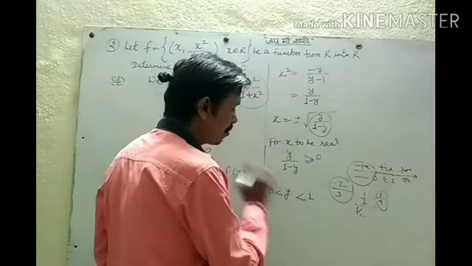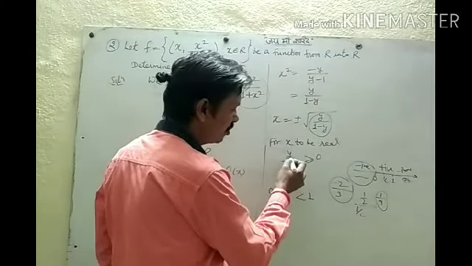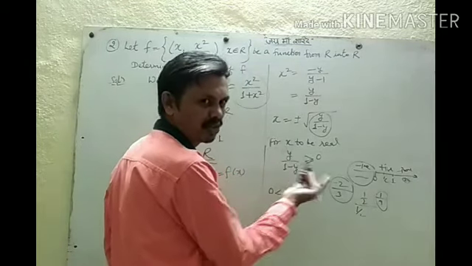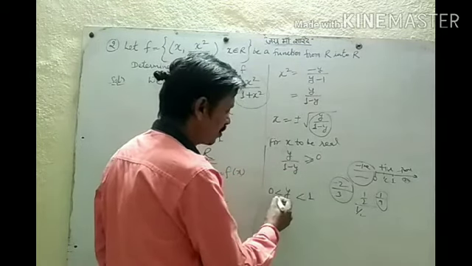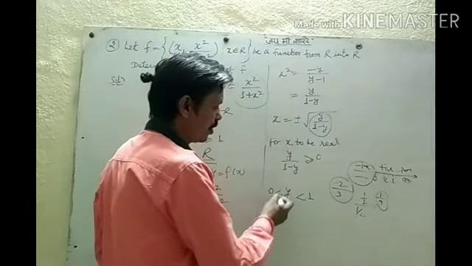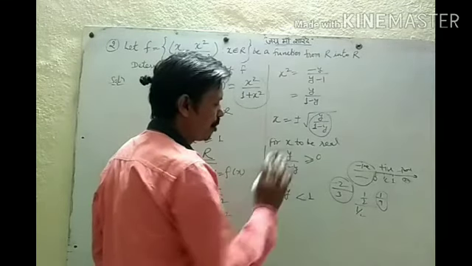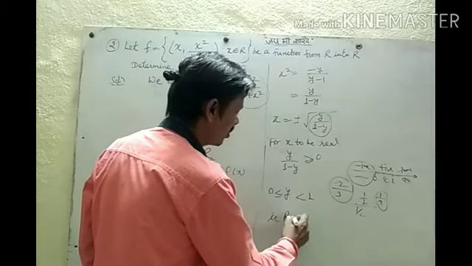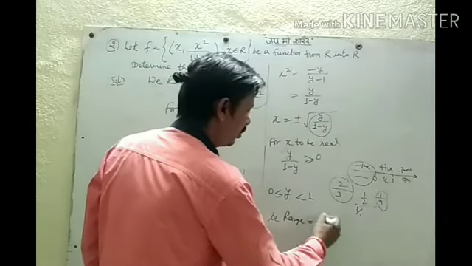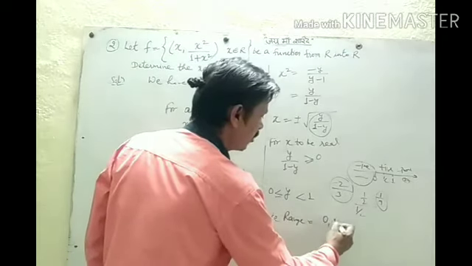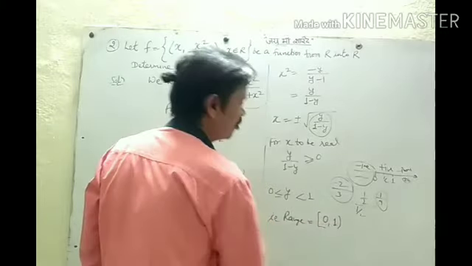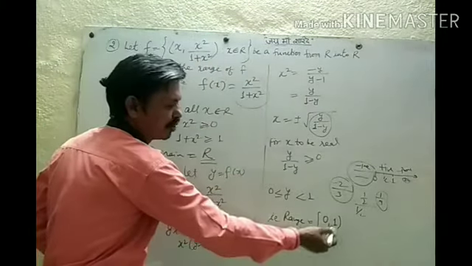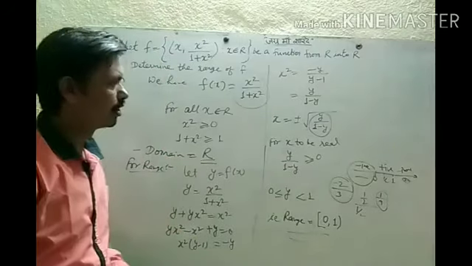Can y be 0? If y is 0, then 0 by 1 minus 0 means 0 by 1, which is 0 only. So it is defined. So we can take 0 also. Okay? So y is from 0 to 1. It means the range is from 0 to 1, where 1 is not included but 0 is included. So the range of this function is the semi-closed interval 0 to 1.